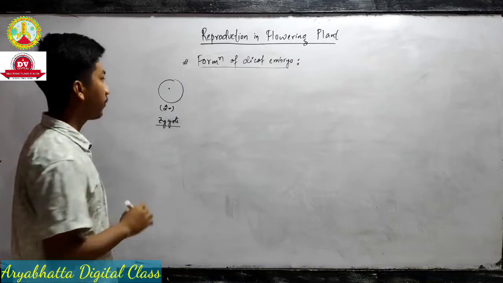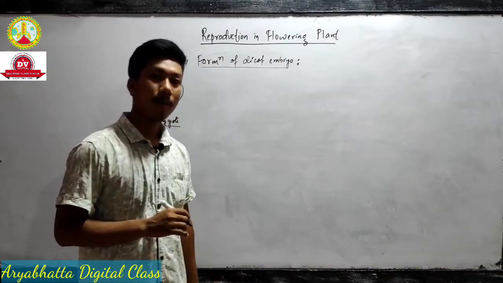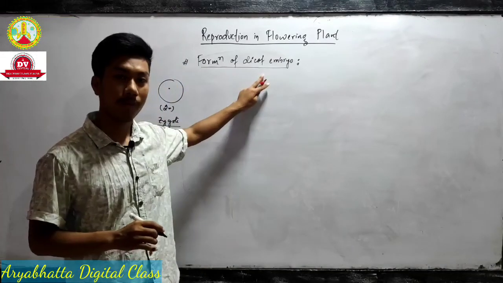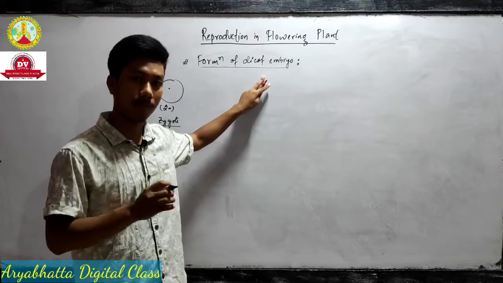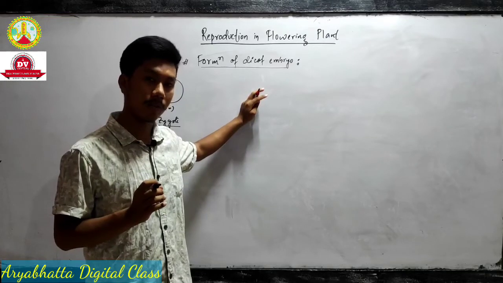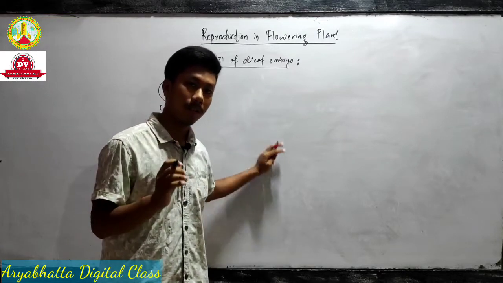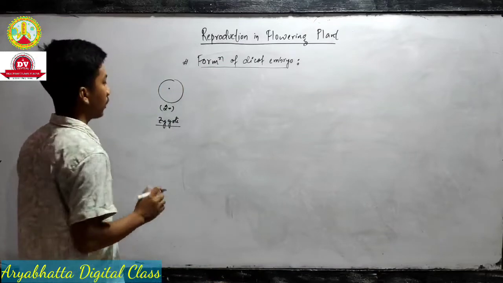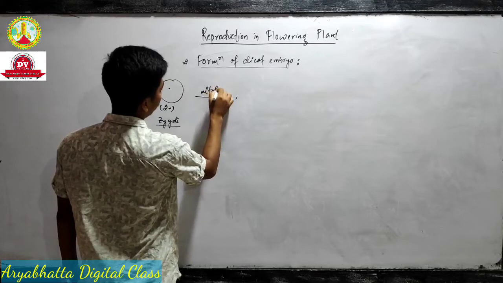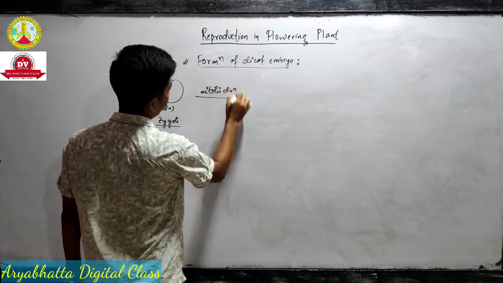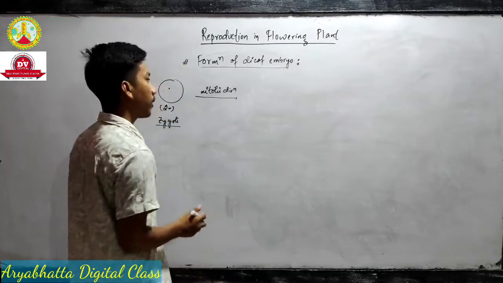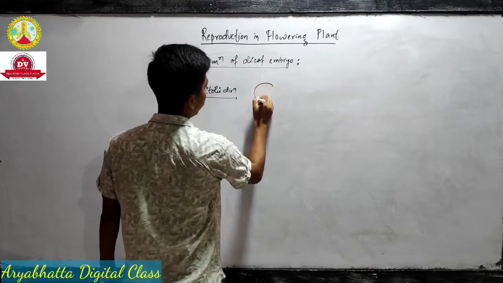Now the zygote, what happens? First, the zygote will undergo mitotic division. Whatever the division that takes place in the formation of dicot embryo, all are mitotic divisions. Okay, there is no meiosis. Whatever the division that takes place in the formation of embryo, only mitotic division takes place. First, the zygote undergoes mitotic division and forms two cells attached together.